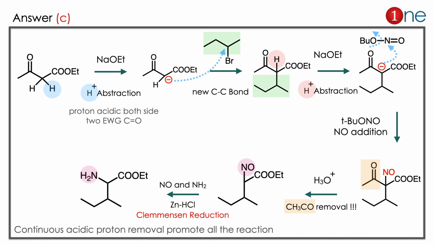Then the next step you are using zinc and HCl. So reduction occurs there. What really happens in the reduction is NO becomes NH2 there. So you have the functional group NH2 and COOEt on the same carbon. So the answer is clearly C.